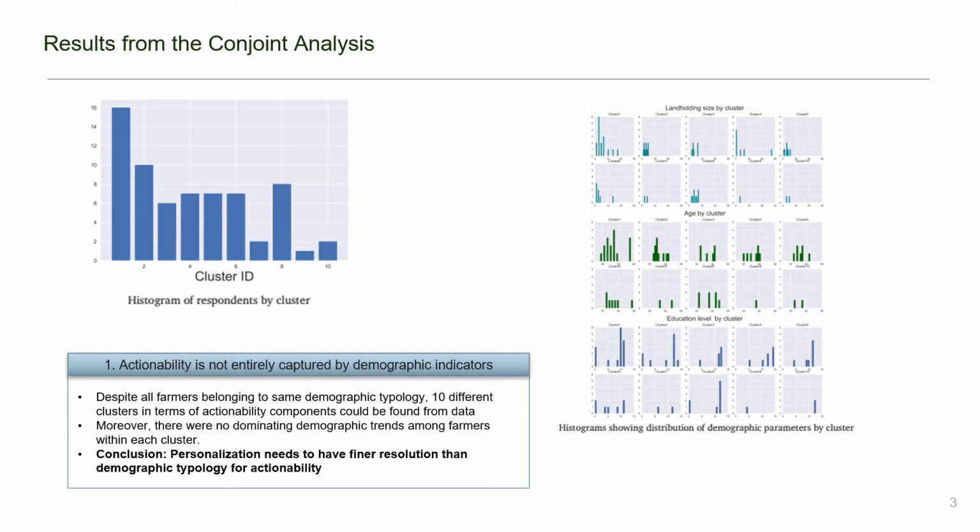The major conclusion from the analysis is that differences in soil health preferences that we observe are not a result of difference in demographics, but probably of behavior. Therefore, if we were to develop an algorithm in order to personalize soil health advice, we need to go beyond demographic typology in order to increase the likelihood of adoption.